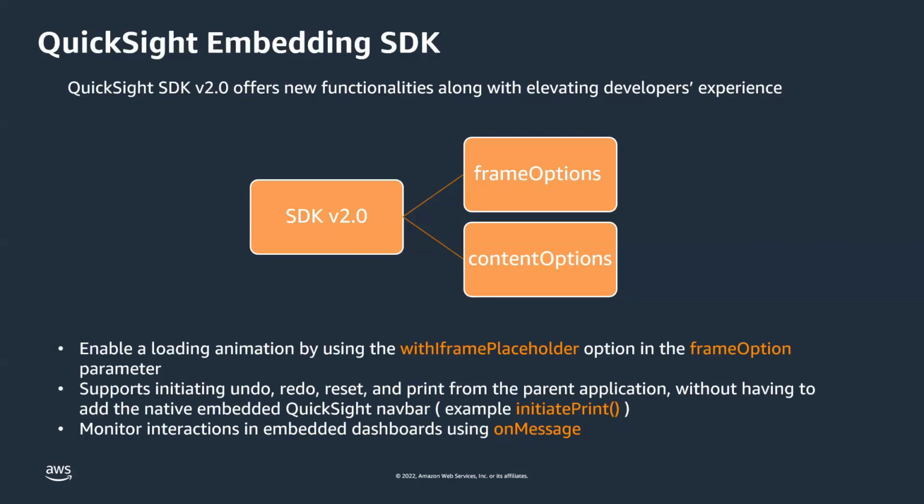Some key highlights: the SDK 2.0 adds several customization improvements, such as an optional preloader. So when a dashboard is loading, you can actually get a preloader. There are new external hooks for managing your undo, redo, and print options and parameters. For example, you don't have to have the navigation bar anymore. You can call the initiate print function as an external hook and then get the print option. You can also monitor interactions in an embedded dashboard using the on message callback. A lot more options are there. If you go to the community and find the detailed blog, you'll get detailed information about the newly launched SDK 2.0.